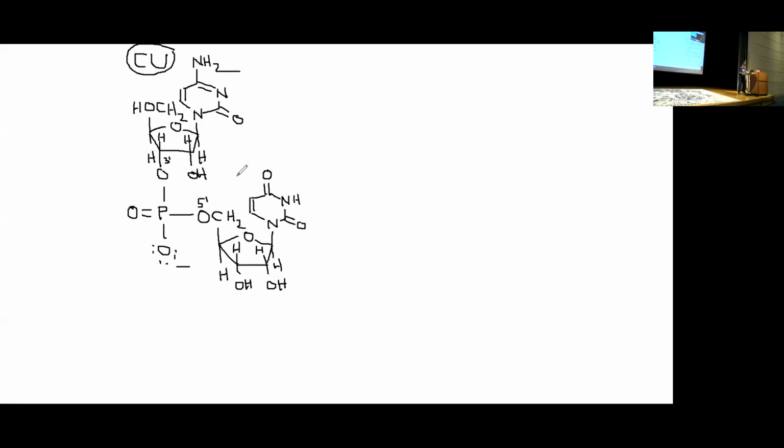We said you just want to put a mono or di or triphosphate on the 3' or 5' OH, and then you've turned a nucleoside into a nucleotide. But to make a dinucleotide, you just put a monophosphate, and it's always a monophosphate, in between the 3' oxygen of the first one and the 5' of the second one.